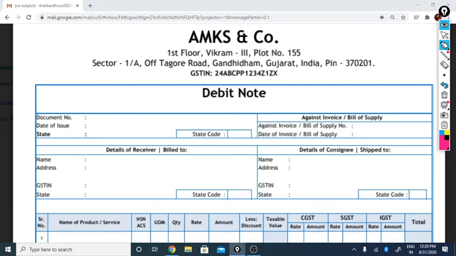The next component is date of issue, the date on which this debit or credit note has been issued. Then the very important component is this, the number of invoice against which debit or credit note has to be generated, and the date of invoice, the invoice which was generated, so the date of that invoice has to be mentioned in the debit or credit note.